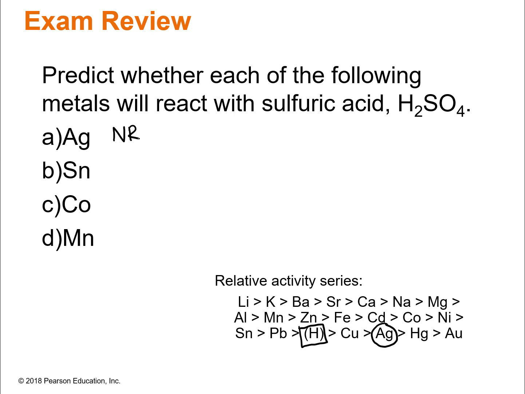So you're looking for where tin is relative to the hydrogen. Tin comes before hydrogen, so that means it's more reactive, so it will react. So were people stuck on this one? You gotta let me know. If you're stuck, let me know. So you find where the metal is in reference to the hydrogen. If it comes before, it's more active, so there will be a reaction.